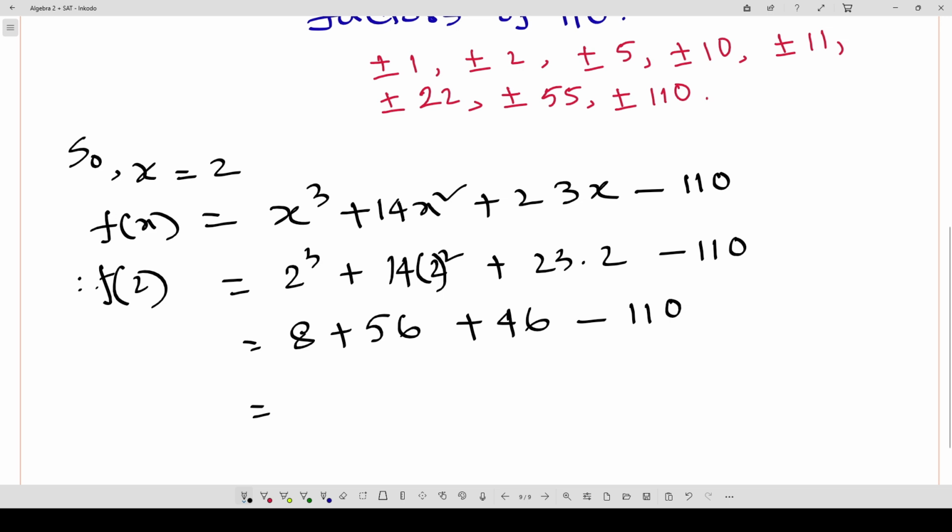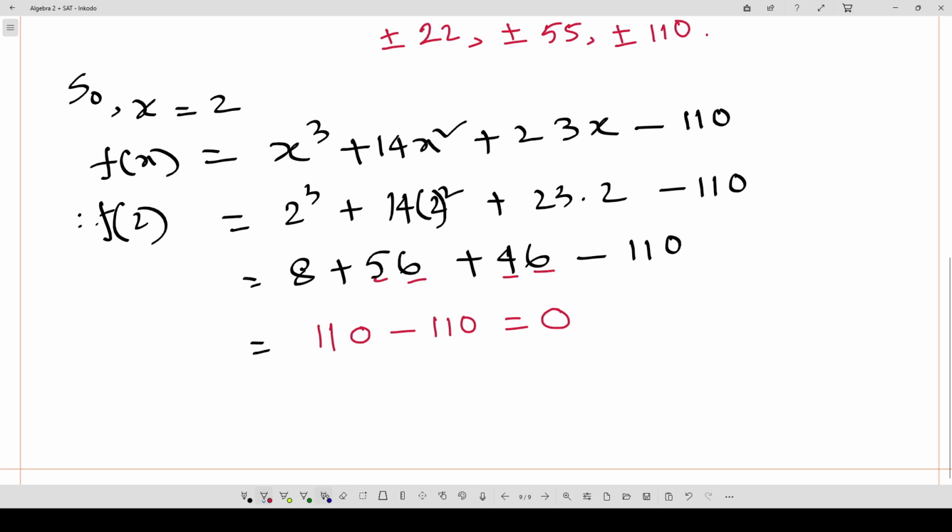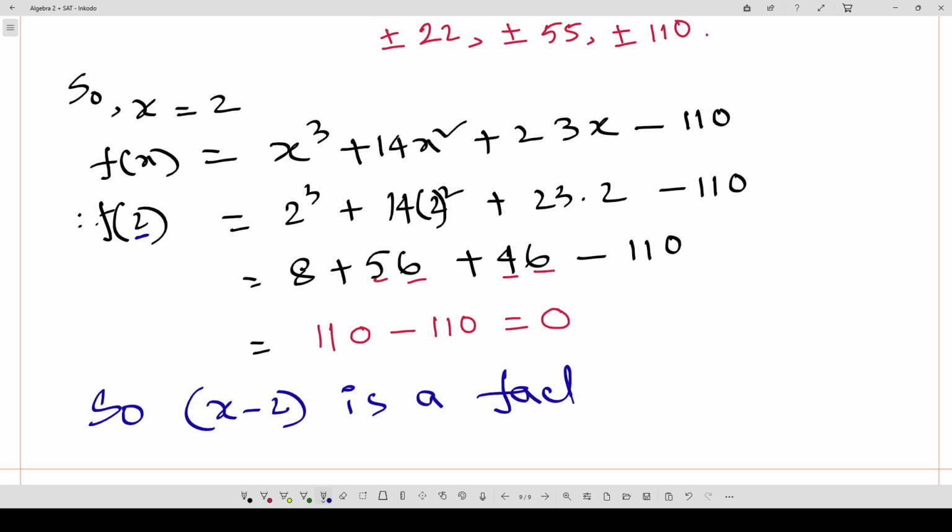And if we add, 6 plus 6 is 12 plus 8, it will be 20. So 0 carry 2. 5 plus 4 is 9 plus 2, it will be 11. So 110 minus 110 equals 0. So here we get positive 2. So we can say x minus 2 is a factor, right? Very simple. So the first part is done.